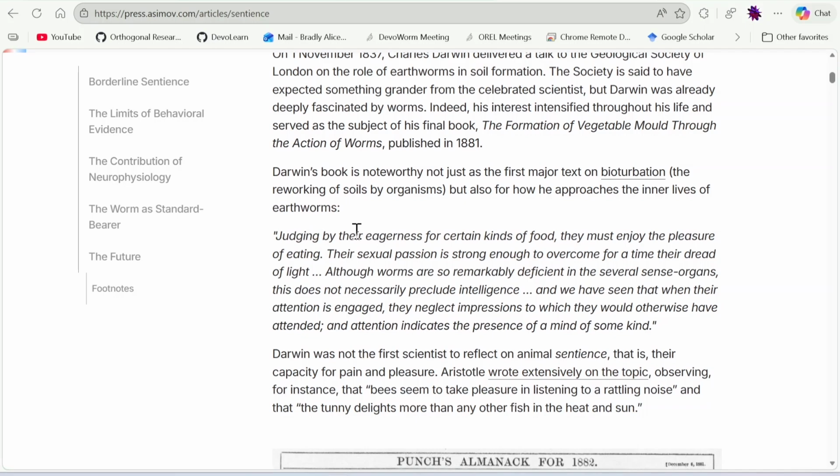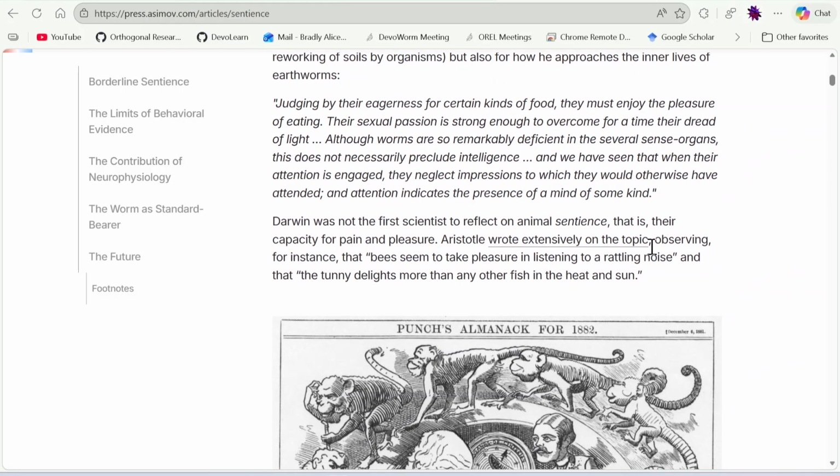This is the quote: "Judging by their eagerness for certain types of food, they must enjoy the pleasure of eating. Their sexual passion is strong enough to overcome for a time the dread of light." Notably, they're hermaphrodites, for the most part. "Although worms are so remarkably deficient in the several sense organs, this does not necessarily preclude intelligence. And we have seen that their attention is engaged. They neglect impressions to which they would otherwise have attended, and attention indicates the presence of a mind of some kind." That's a nice 19th century quote, just a reflection. There were no experiments done on that.